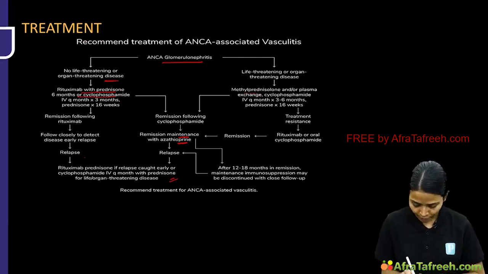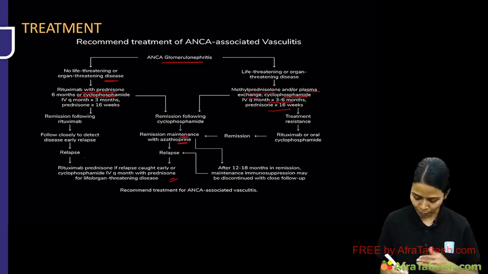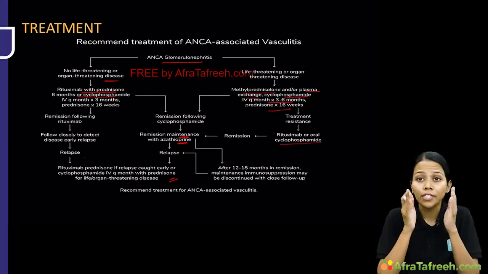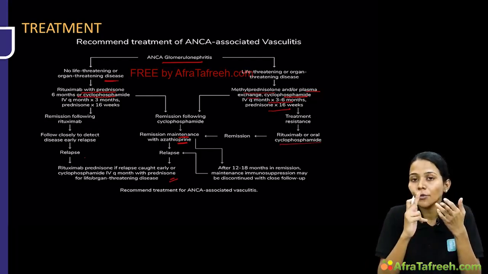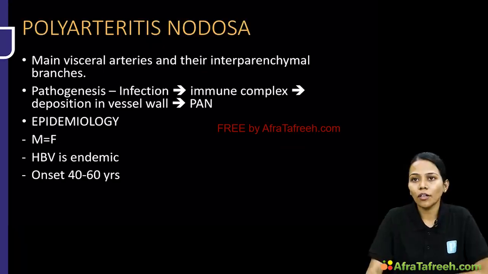If it's life-threatening, you give methylprednisolone or plasma exchange with cyclophosphamide and steroid. Okay, with treatment resistance to cyclophosphamide, you will consider adding rituximab. Okay, then they go into remission. So if it's life-threatening, you give plasmapheresis, you give steroid, you give cyclophosphamide, and this is the drug. Okay, now this covers the small vessel vasculitis.